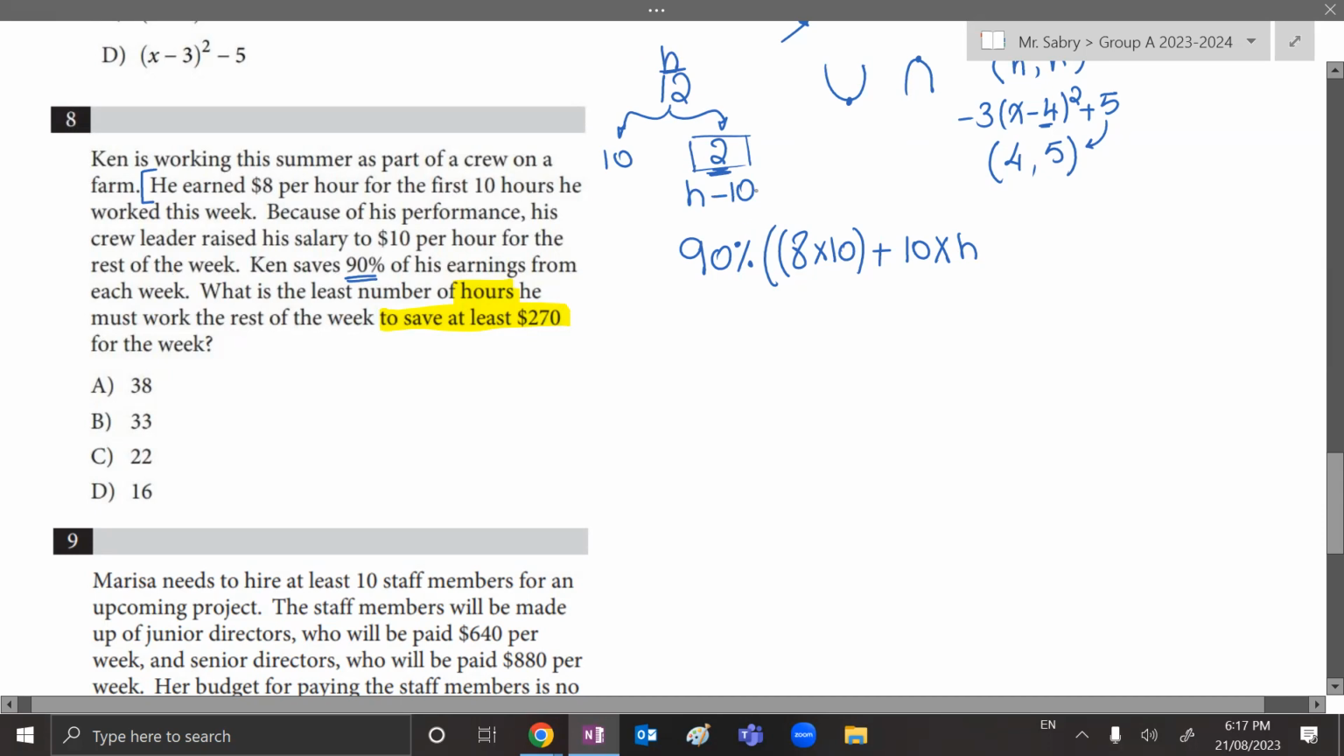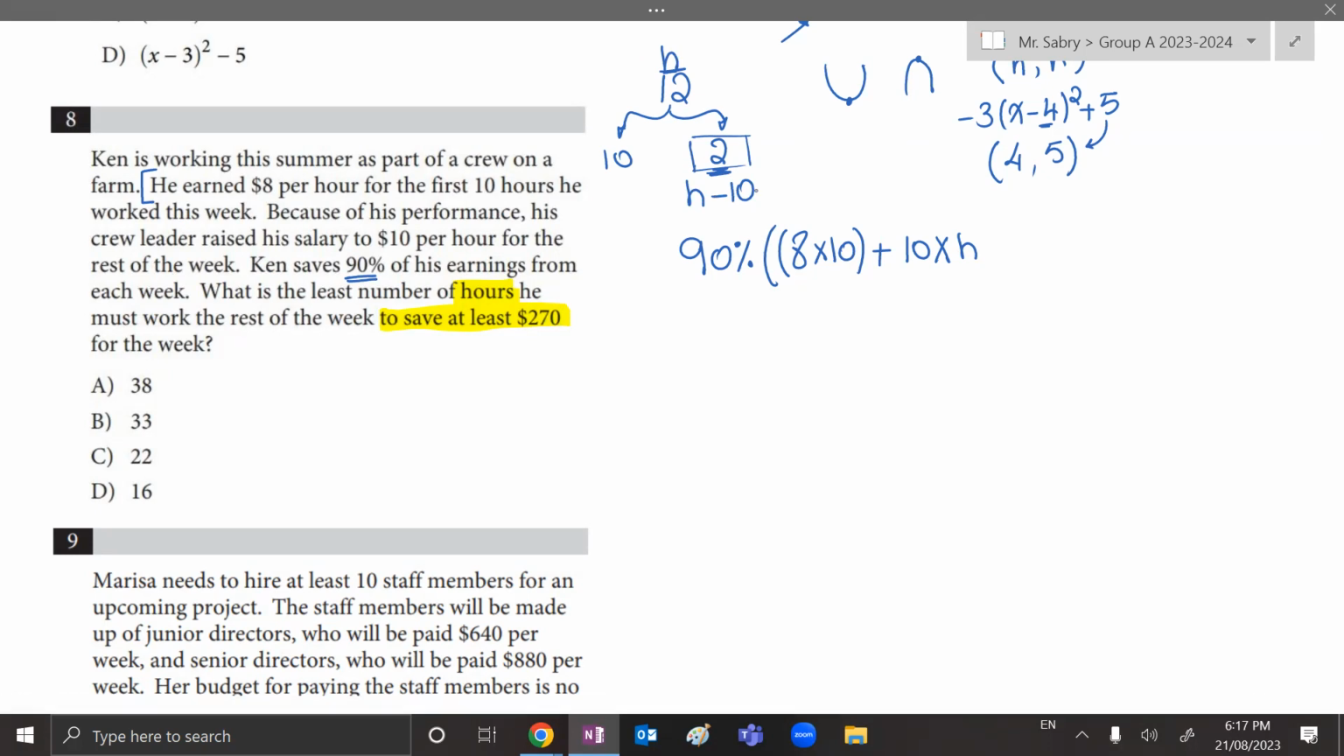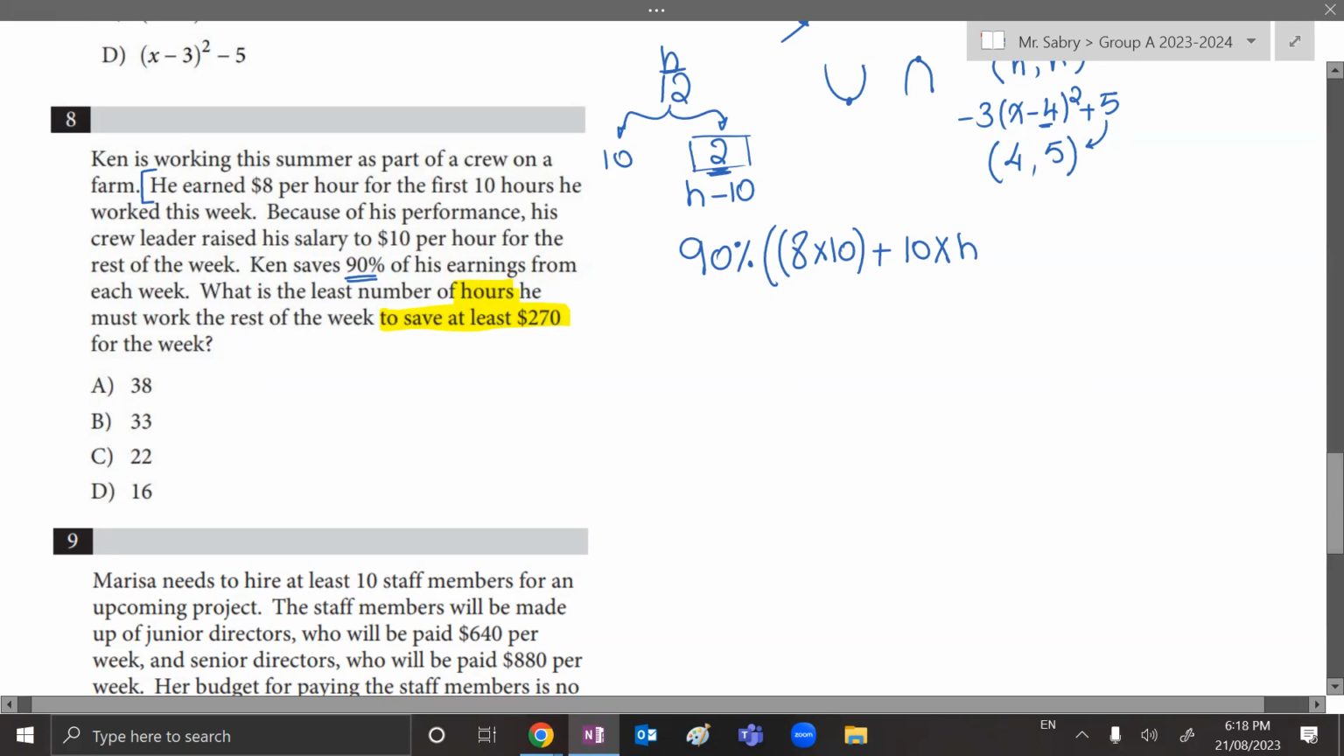Again, if h represents the number of hours I've worked, I'm going to calculate the first 10 hours, 8 times 10. But the rest of the hours, how do I know how many hours remain? I'll subtract the first 10 from h, the number of hours. So I'll do h minus 10. This is the number of extra hours, the hours that exceeded the first 10. So I multiply the $10 he receives by h minus 10. All of this should give me $270 at the end. That's what he's trying to get.